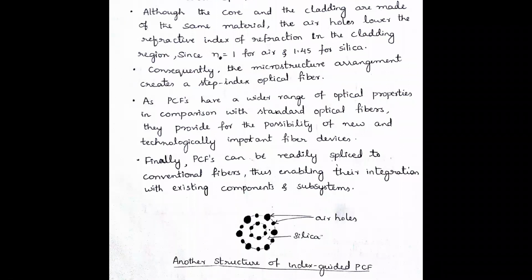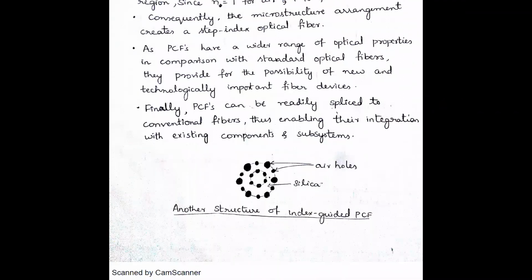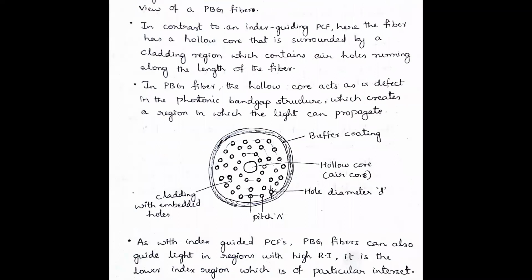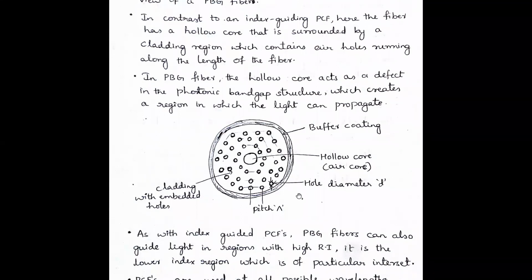So another structure of specialty fiber, that is photonic crystal fiber, you can see index guided PCF, in which the core is an air hole and the cladding is made up of a solid cylinder. The cladding is made up of air holes and core is solid silica. Another structure of index guided PCF. So coming to photonic band gap fibers, which is opposite to whatever the first diagram of index guided microstructure that we had seen.